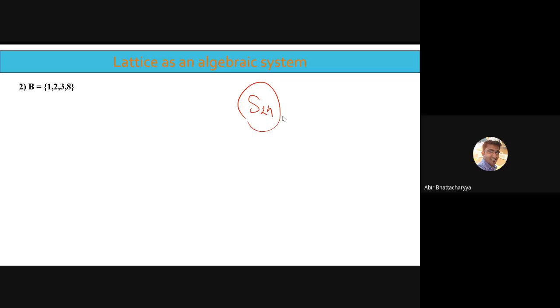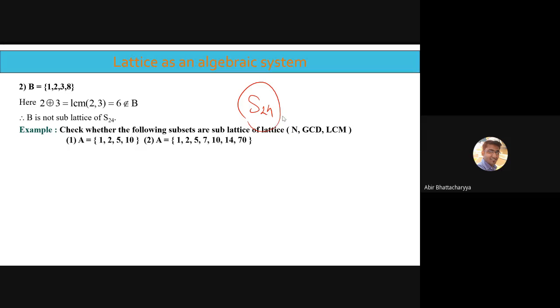All right, excellent, good response from Matthews. So what we can write, 2 LCM 3, that is LCM of 2 and 3, and that equals 6. So the LCM of 2 and 3 is 6, and 6 does not belong to B. So we'll stop there. B is not a sublattice of S24. This we can write directly. Similarly, move forward.